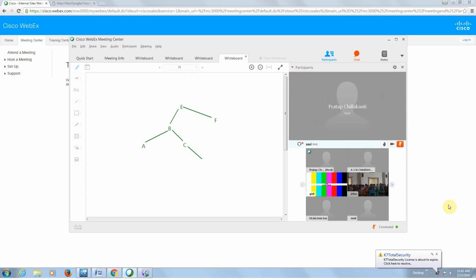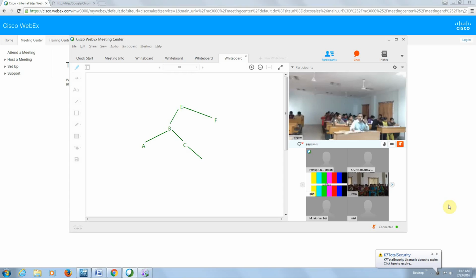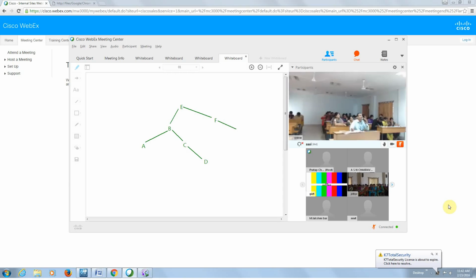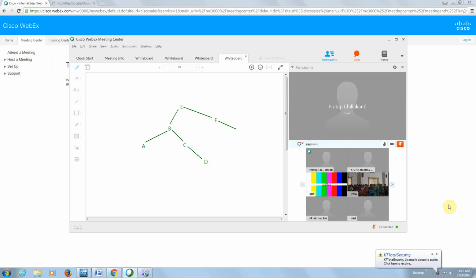There are still some more letters left, right? Yes, sir. Again, C's right node is D, and then F's right node is G. F's right node is G. G, sir. Okay, got it. G for God. Okay.